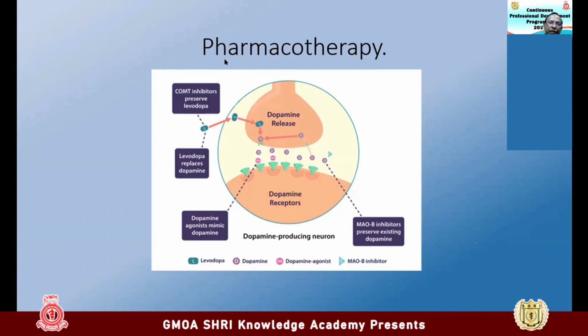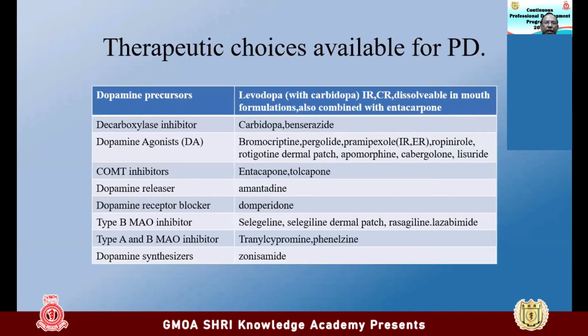So these are the therapeutic principles, or pharmacotherapy principles. You can replace levodopa, or you can give an agent which reduces breakdown of the already available levodopa, or you can give a dopamine agonist which acts like dopamine, or the existing dopamine could be preserved by what we call MAO-B inhibitors. So these are the therapeutic choices available.